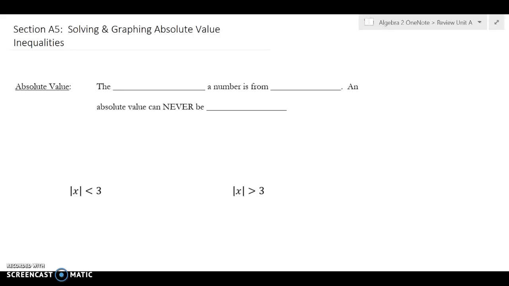Right, what we're working with today is solving and graphing absolute value inequalities. First of all, we have to remember what an absolute value is. Remember, an absolute value is just the distance a number is from 0. Because it doesn't matter which way I go, if I go over here, I go a distance, and if I go over here, I also go a distance. Even if you go to the left, even if you go negative, you're still going to have a positive distance. So the absolute value can never be a negative number.